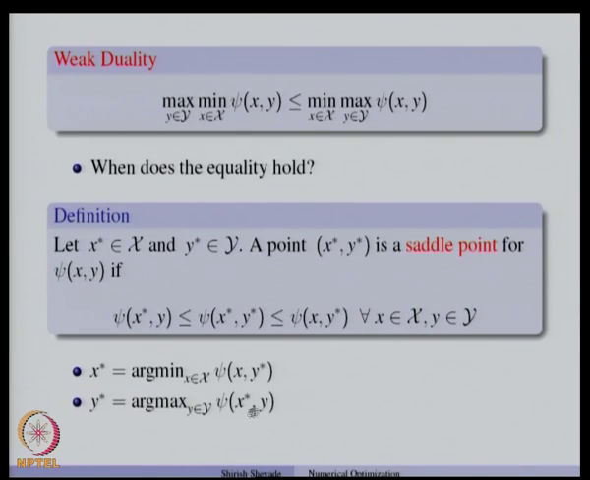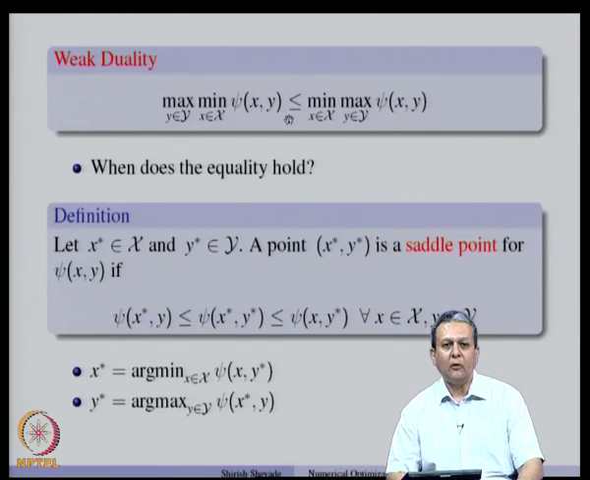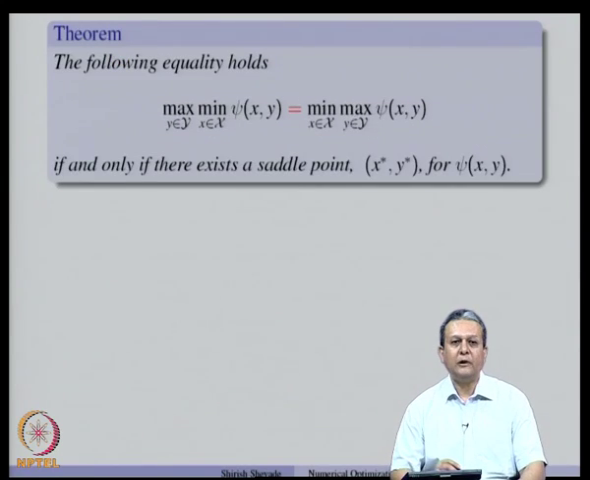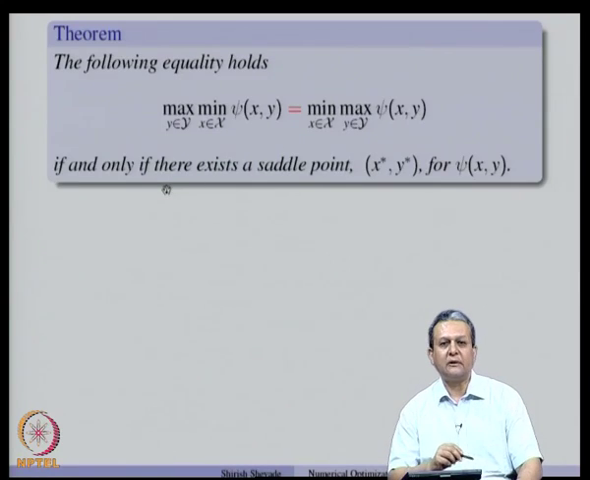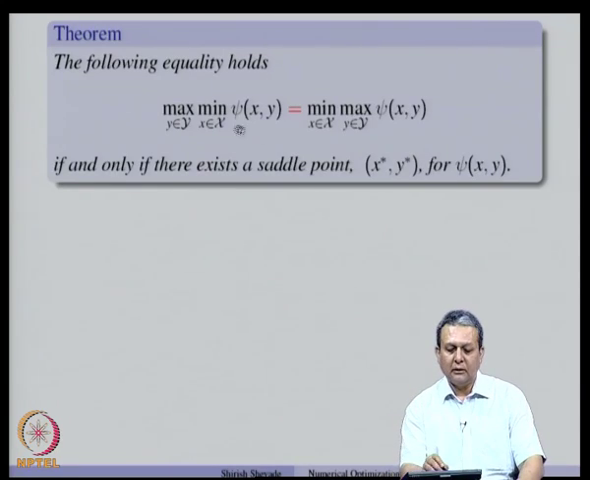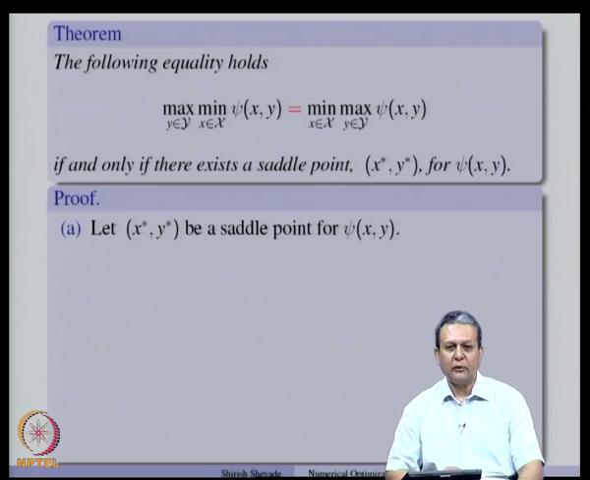Now, it turns out that under the saddle point conditions, the equality holds in this case, and that is called the strong duality. And we will see that theorem now, that the max min of psi x y is equal to min max of psi x y if and only if there exists a saddle point x star y star for psi x y. So, under the saddle point conditions, the two problems have the same optimal objective function values.